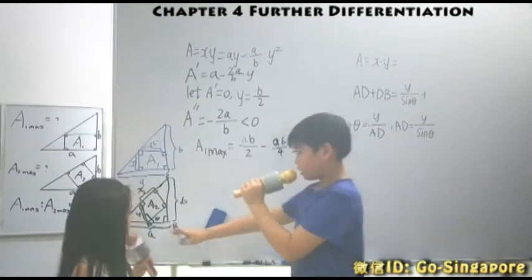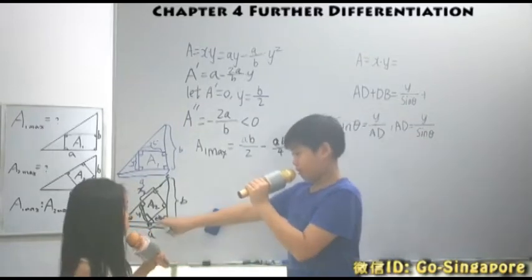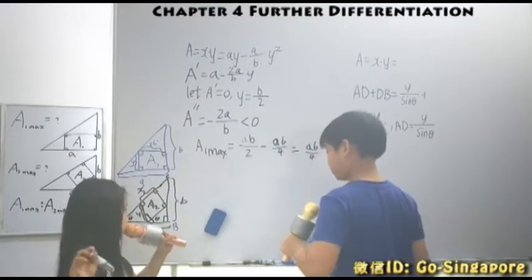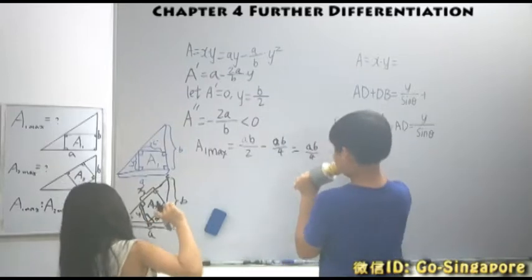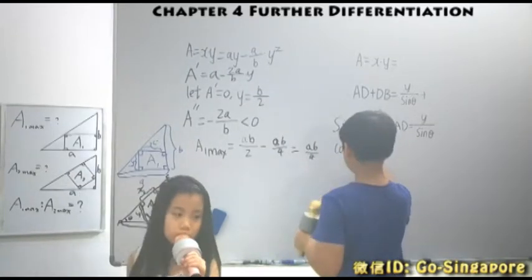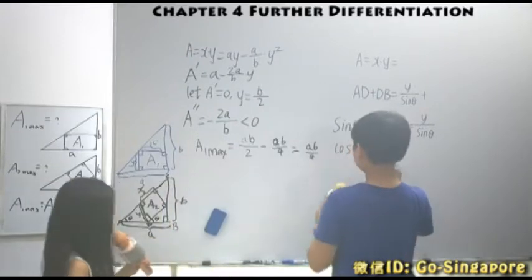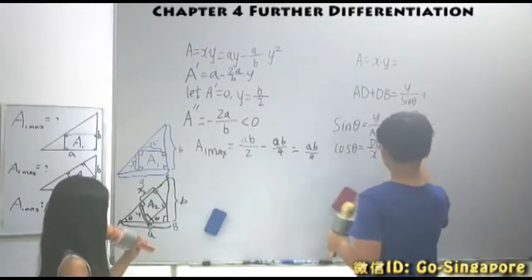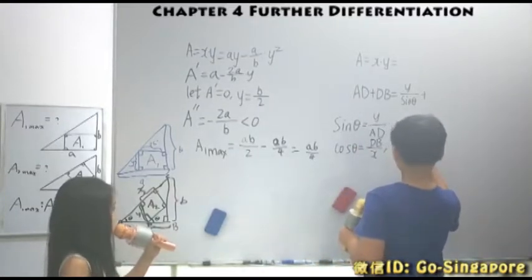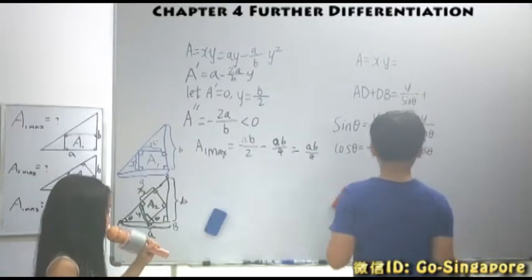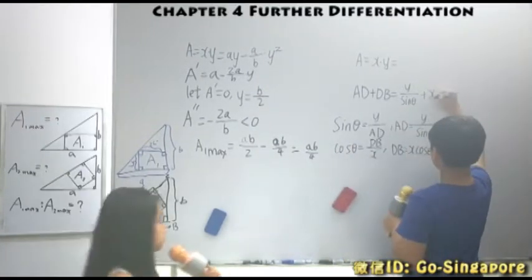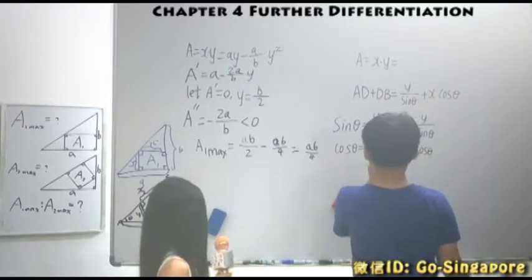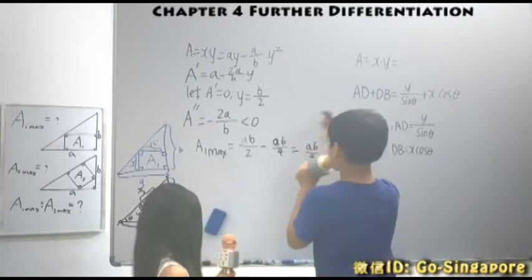Okay, DB. DB is here, right? Yes, we have the hypotenuse. We'll just need to know the base, correct? Let's find DB first. Okay, for this we'll use cosine. So cosine theta is DB over x, so DB equals cosine theta times x. So like this. Yes. Okay, so we found AB, right? Yes.